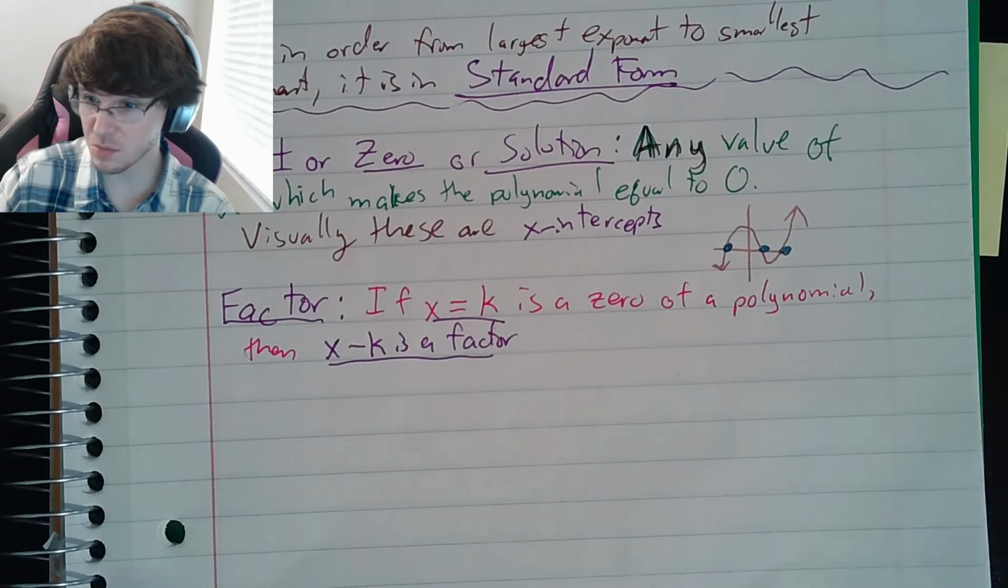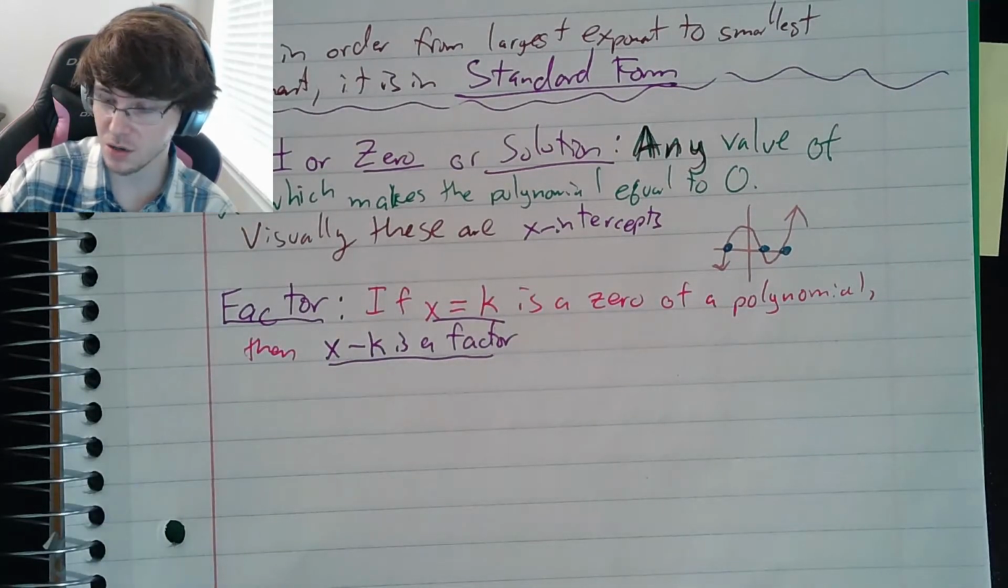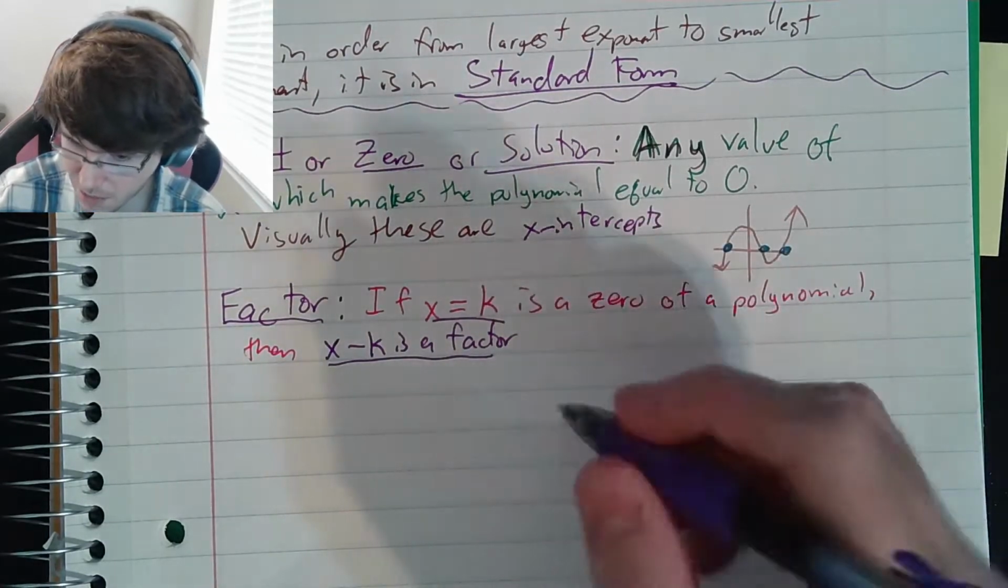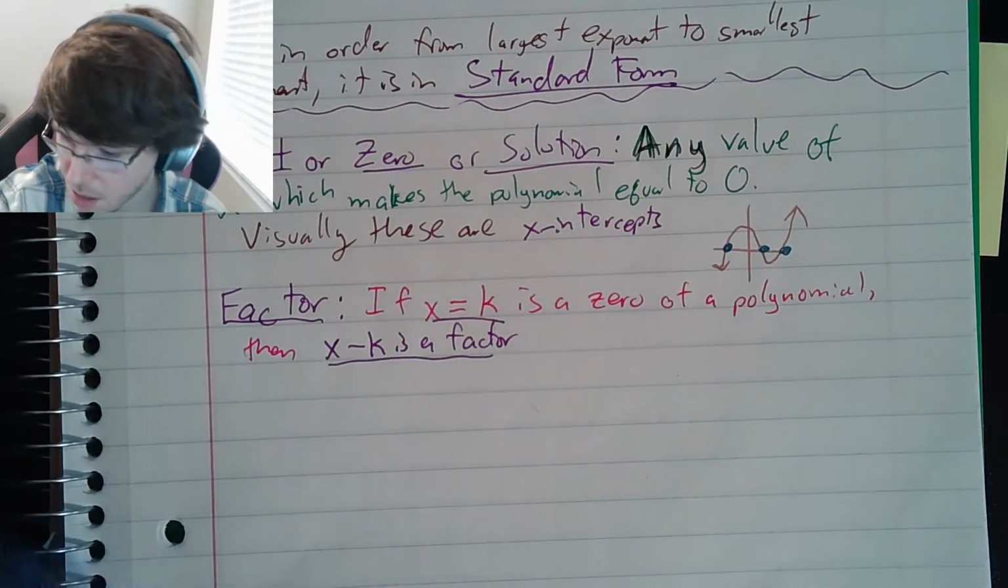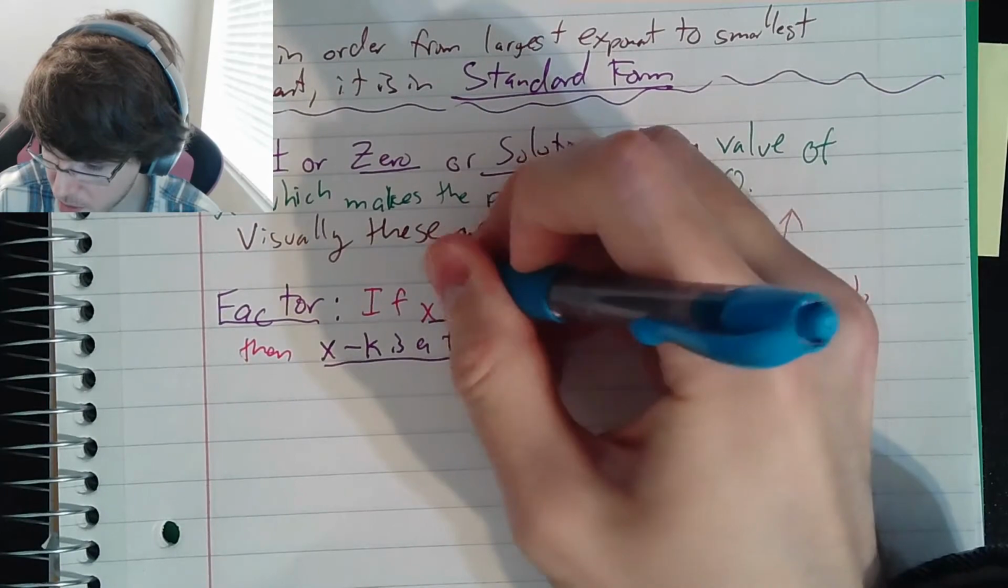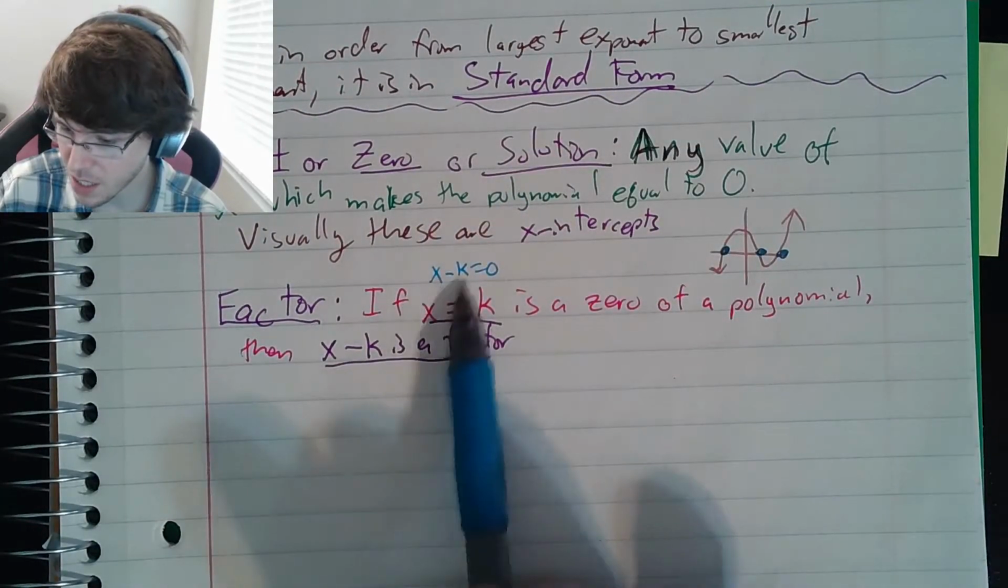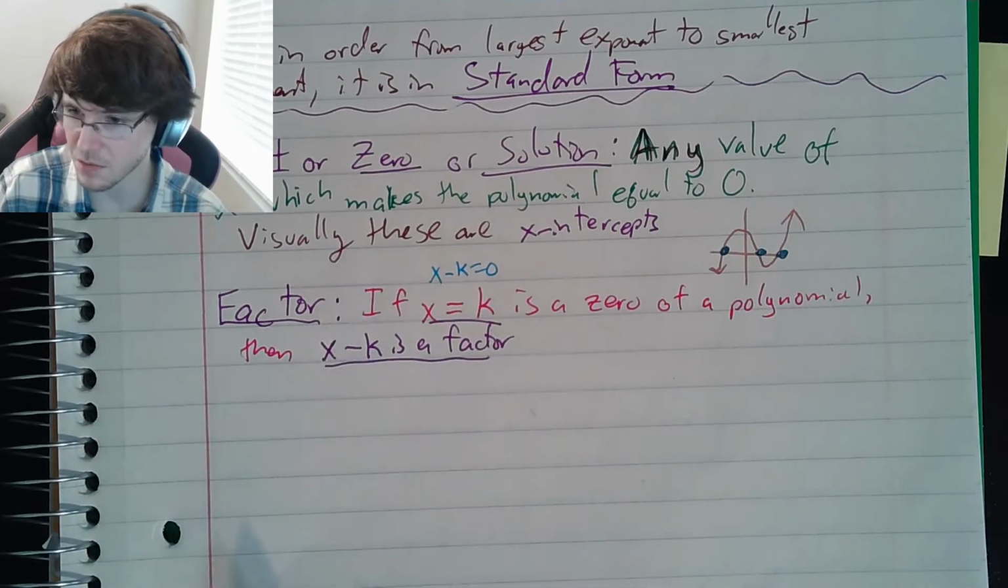Basically, if I take this k and subtract it over to the other side, as if I were to subtract k to the other side and make this equal 0, that left-hand side is the factor of the polynomial.